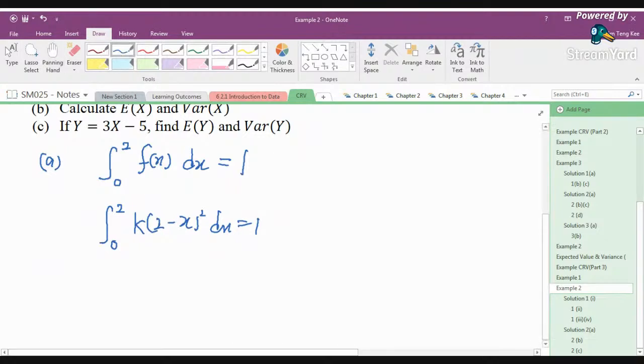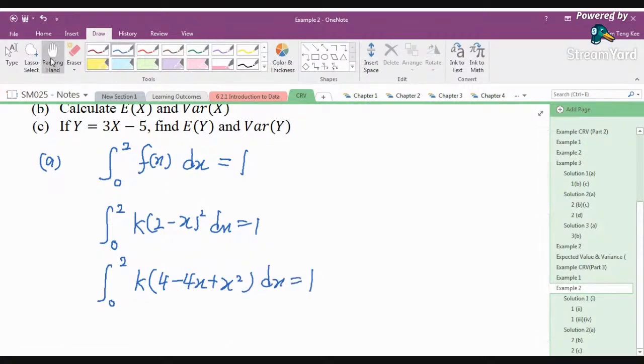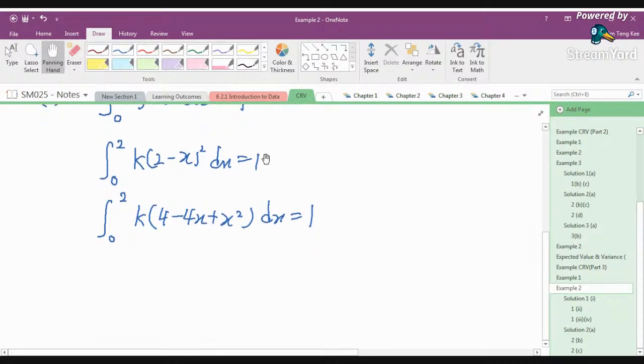Next, I would like to expand the square part before I integrate. Of course, if you don't want to expand it, that's all right. But in this case I would like to expand it because it makes my integration process easier. When I expand, I have the integral of 4 minus 4x plus x squared dx equals 1. I don't want to expand the k inside so that I don't create so many k's in my further calculations, so I factorize out the k from the integral. Later my integration just focuses on 4 minus 4x plus x squared only.